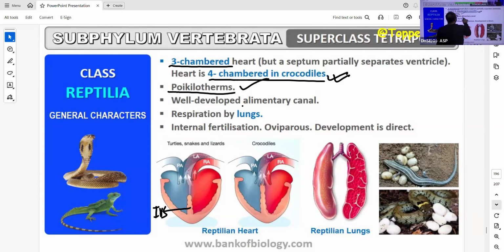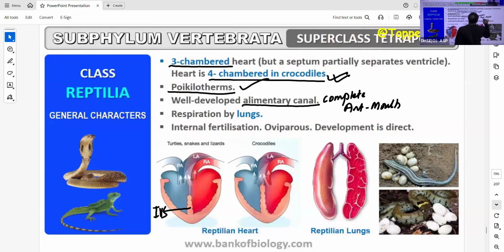They have a well developed alimentary canal, that is a complete digestive system, with anterior mouth and posterior anus. Then respiration is by lungs, lungs and lungs only, that is pulmonary. There is no other mechanism of respiration in the reptiles. It is primarily through lungs only.